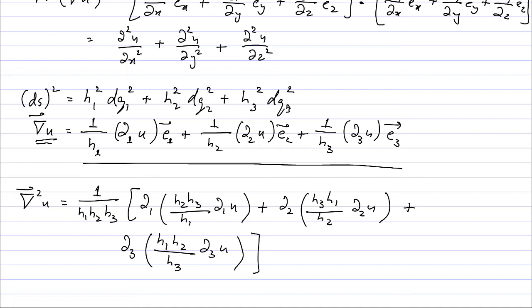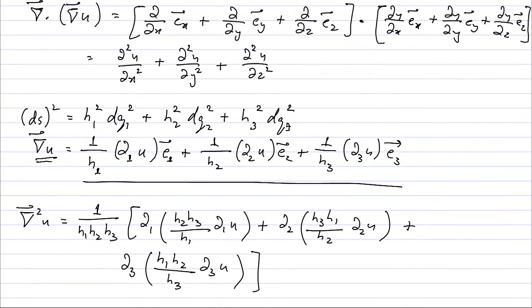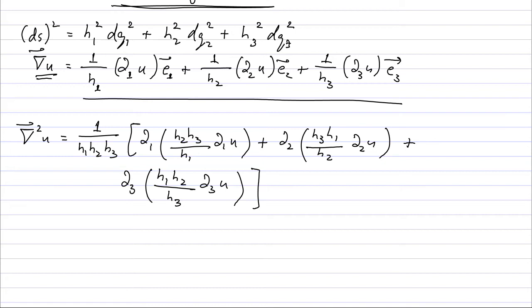For Cartesian coordinates, of course, h1 is equal to 1, h2 is equal to 1, h3 is equal to 1, partial 1 is just simply partial with respect to x, partial 2 is partial with respect to y, and so on. So you get back this expression in Cartesian coordinates. But that's the general expression in a general orthogonal coordinate system.